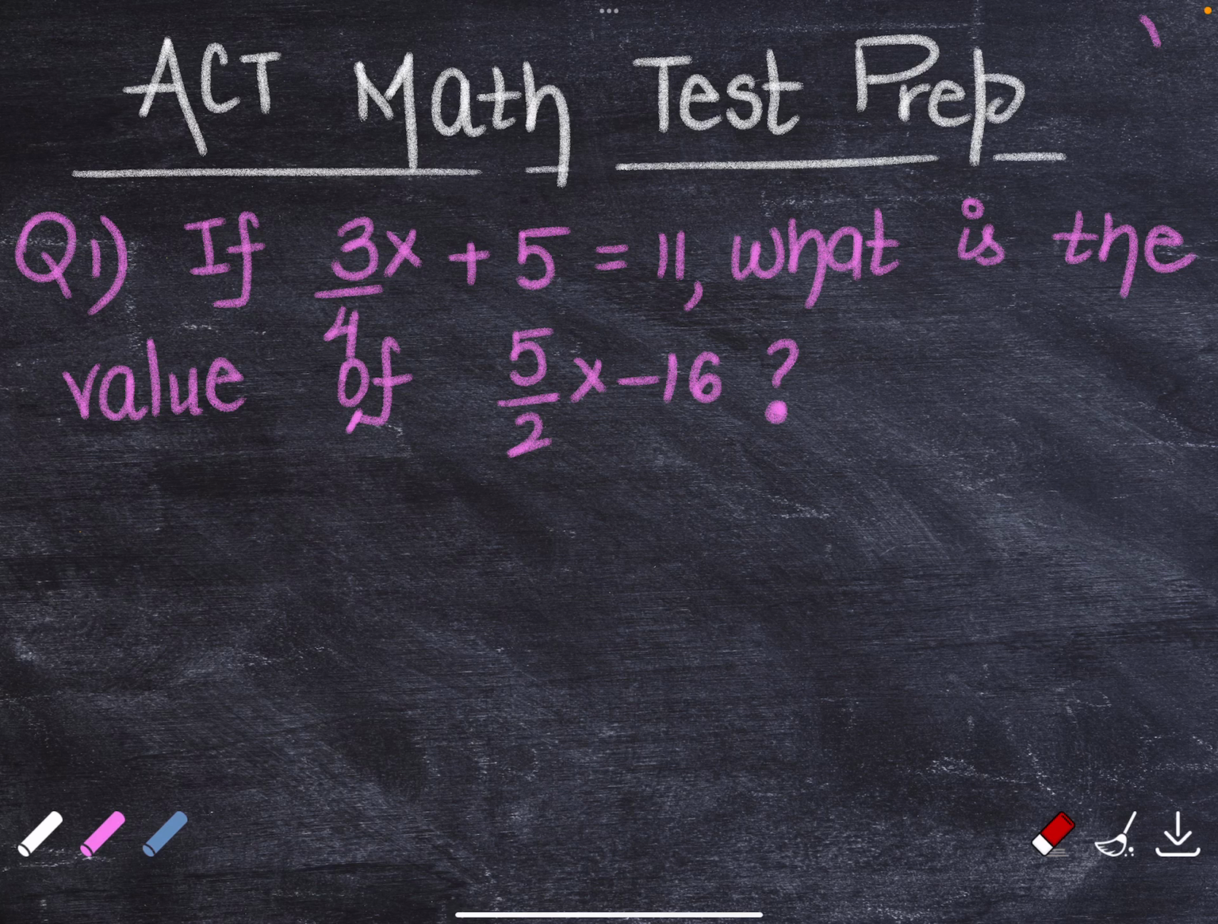Here we will talk about the ACT math test prep topic. There are a couple of questions we will solve in this video. The first one says, if 3/4x + 5 = 11, what is the value of 5/2x - 16? Here we'll start with the first thing that is provided to us, which is 3/4x + 5 is equal to 11.